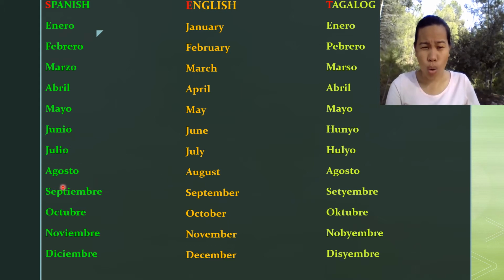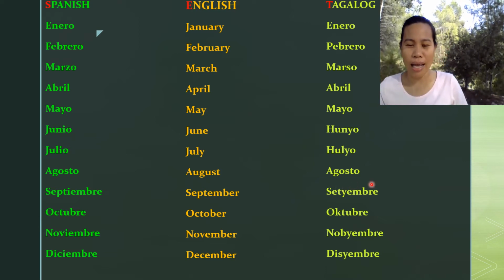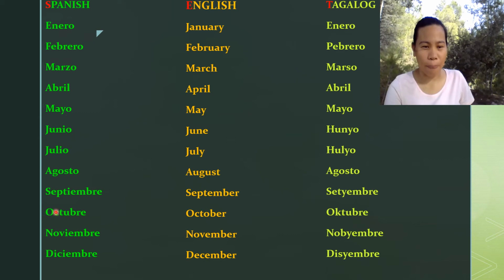Next, Agosto, August in English. In Tagalog, agosto, la misma, the same in Tagalog and Spanish. Septiembre, again, septiembre, September in English, September, septiembre. So the difference here is we don't have the P, la P in Castellano, and la I tenemos in Tagalog o in Filipino con la Y griega. We have the letter Y in Tagalog.